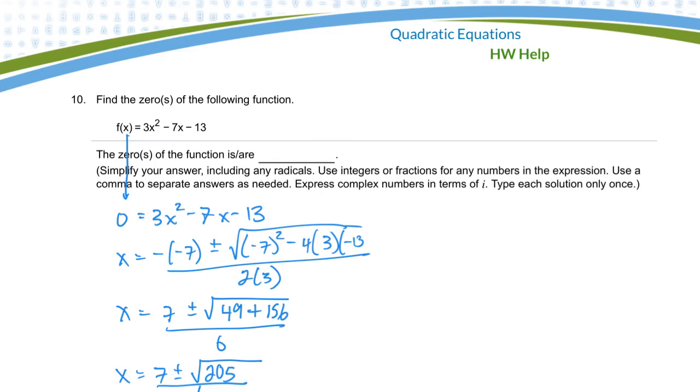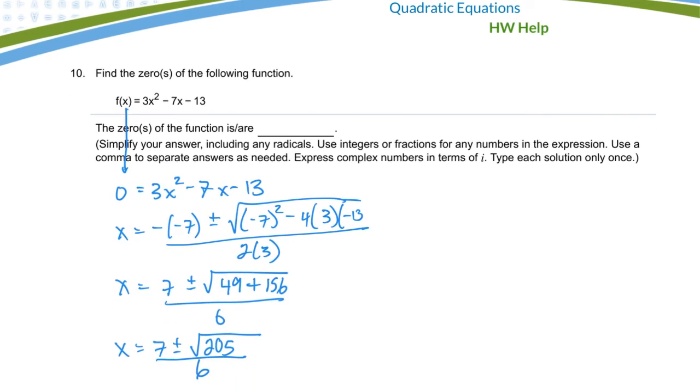Okay, I used the quadratic formula, and I came up with 7 plus or minus the square root of 205 over 6. I don't think you can simplify that anymore. And so that would be my answer.